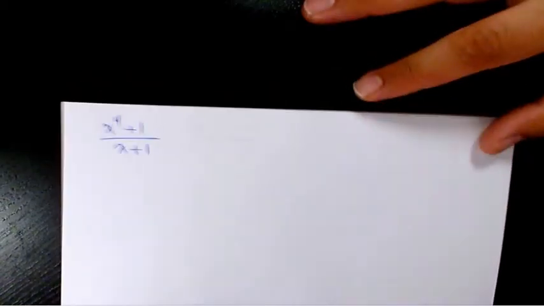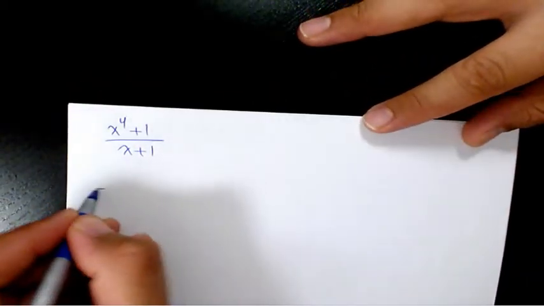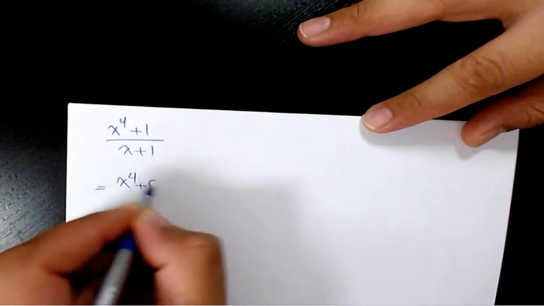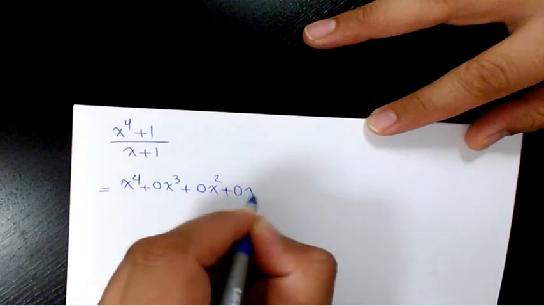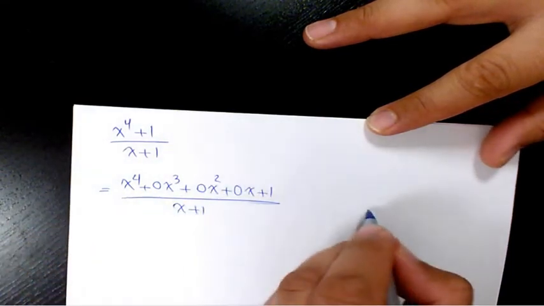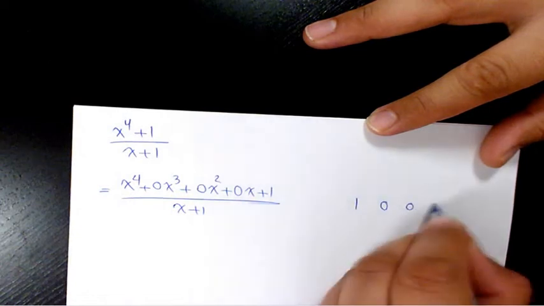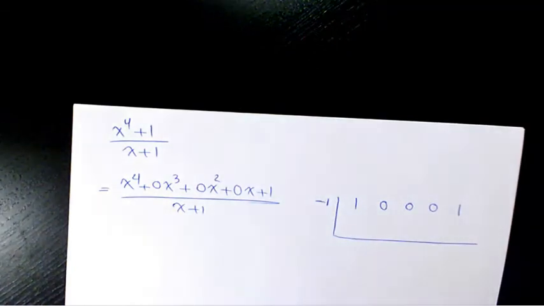Next one, x to the power 4 plus 1 divided by x plus 1. So that's basically x to the power 4 plus 0x to the power 3 plus 0x to the power 2 plus 0x plus 1 divided by x plus 1. So that's going to be 1, 0, 0, 0, 1. And here we have negative 1.